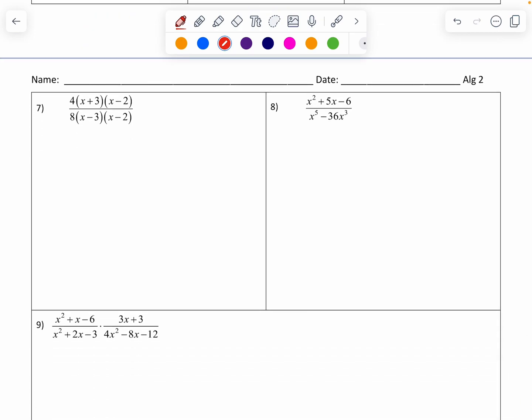So number 7, already factored, super nice. I see an x minus 2 and x minus 2. X plus 3 and x minus 3 are different, so they cannot simplify. And then 4 and 8 can simplify. So I'm left with a single x plus 3 over 2x minus 3.